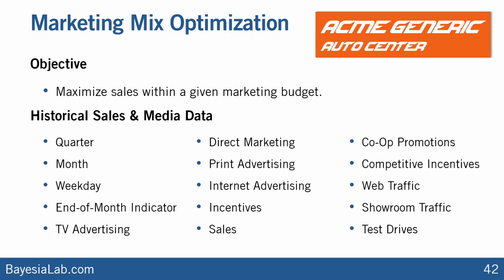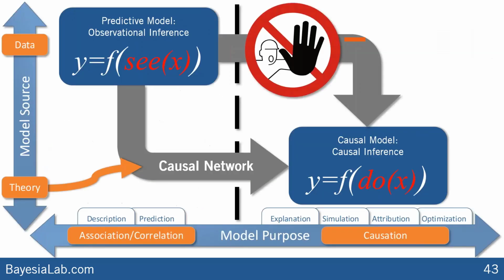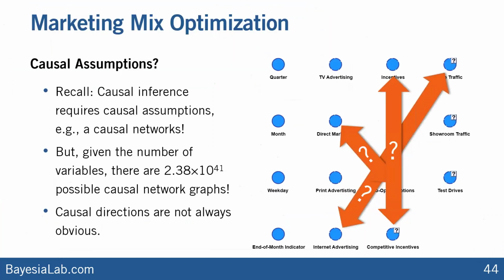And so perhaps you'll now say, okay, let's do the same thing that we did with the Super Bowl ad and introduce our theoretical knowledge about this domain. Let's create a causal network for all these variables. Great idea, but I think it's getting difficult.